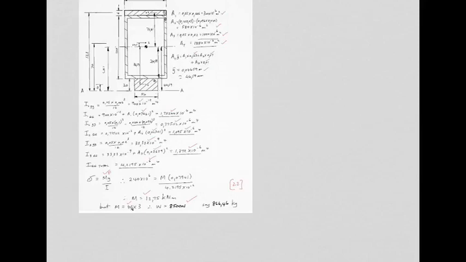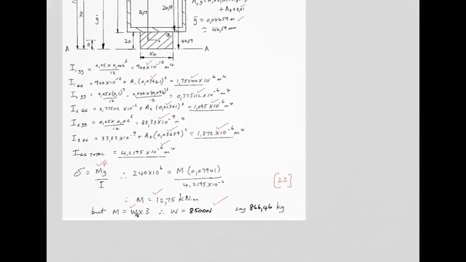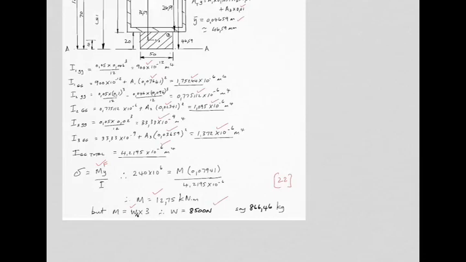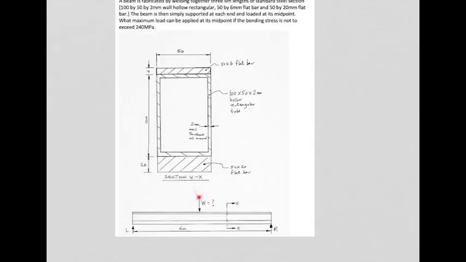Now the bending moment may not exceed 12.75, so we solve for the value of W that would cause such a bending moment, and it turns out to be 8,500 newtons, which would mean that if you were to load a mass of 866.46 kilograms at the midpoint of this beam here, you would achieve, in the outermost fiber, which is the top fibers, 240 megapascals of stress. And if you're loading it downwards, it would be a compressive stress.